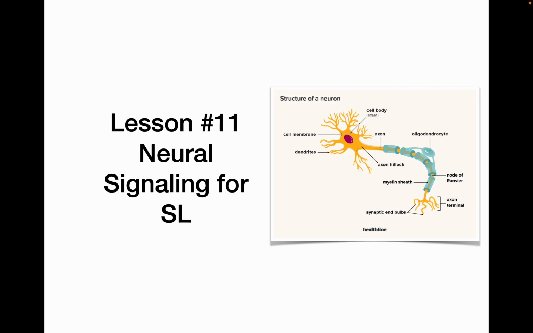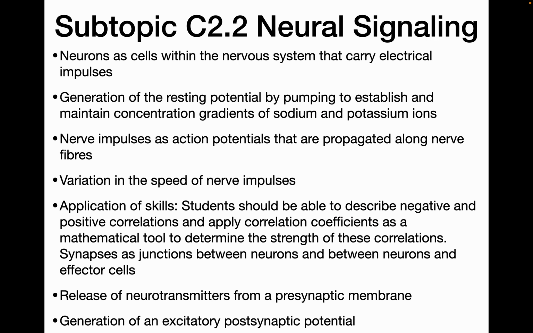So here we are doing lesson number 11, neural signaling for SL, as part of subtopic C2.2. So we're going to be talking about neurons, how we make an action potential, a little bit about synapses, and different things that can affect the speed of neural signaling. It's a long lesson today, so listen up and take notes, then we won't get behind.